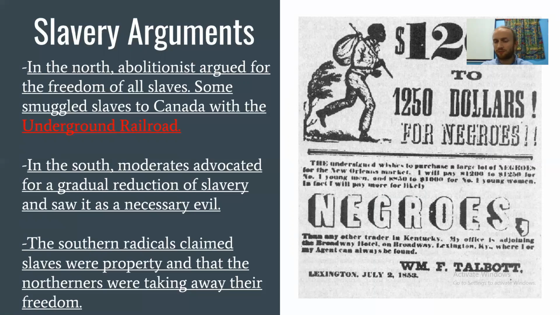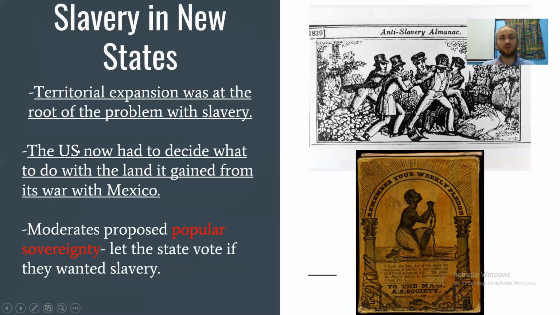That you're taking away my freedom to own a slave, which, if you think about it, is quite paradoxical, because by owning a slave, you're taking away all of his freedom. So how dare I take away your freedom to own a slave? It's ridiculous that they would ever claim this. But that's what the Southern radicals claim, that the Northerners were taking away their freedom by taking away their slaves. Slavery in the new states.